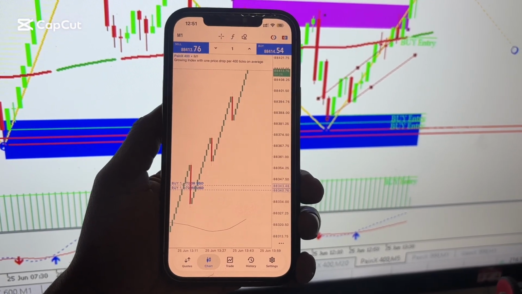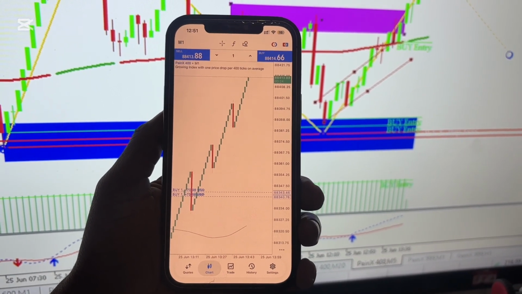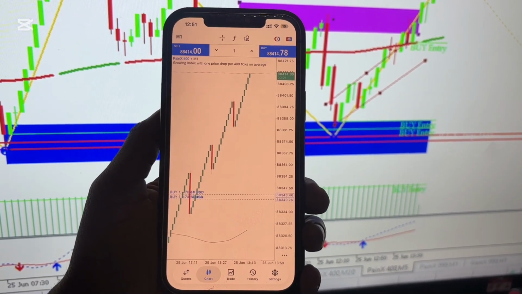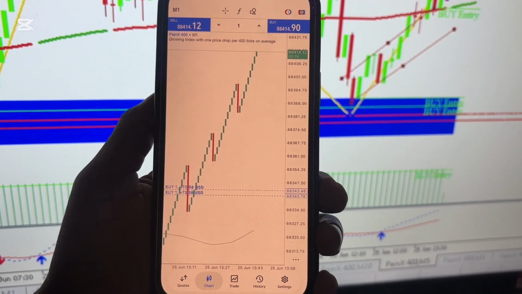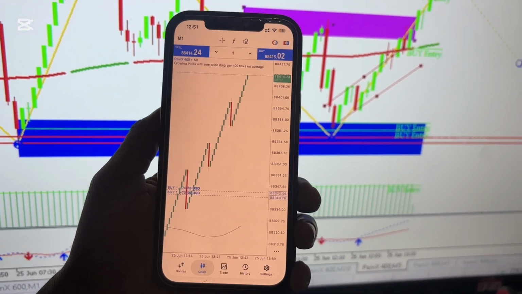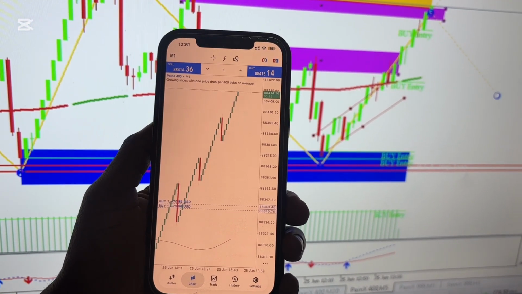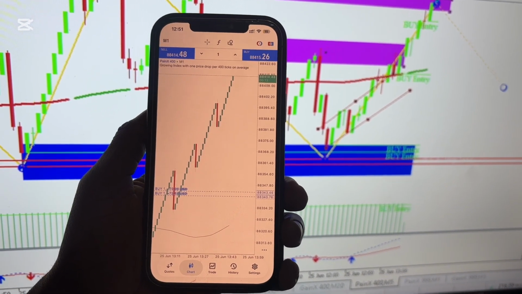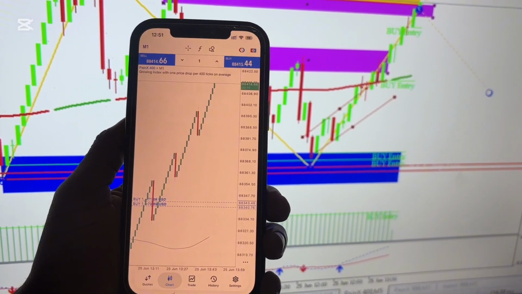I managed to catch this impulsive move on Paynex 400. As you can see, it went all the way up. Each position is now above $70 profit, and it's still going up. I managed to trade this kind of a setup with the help of my system.